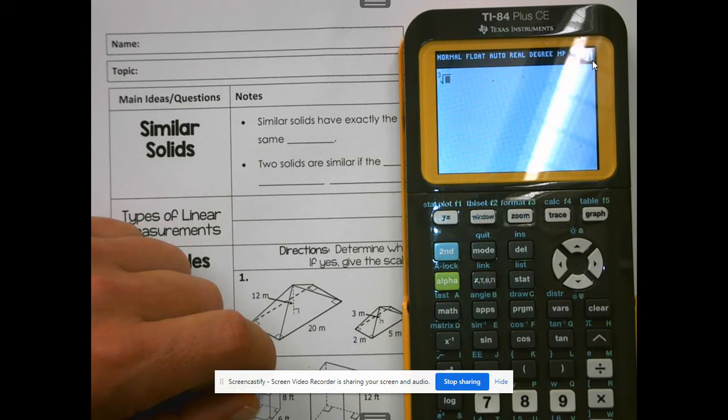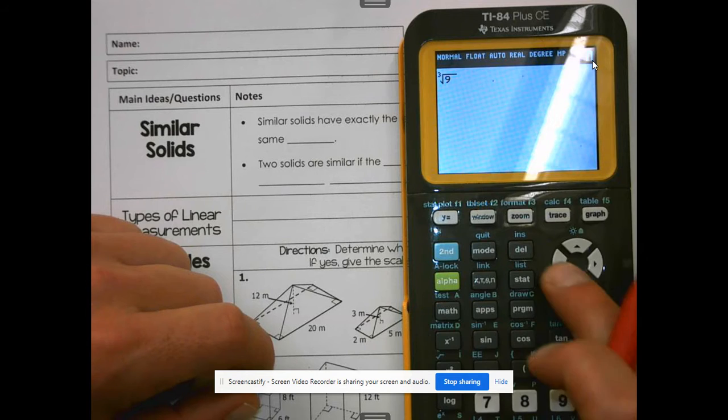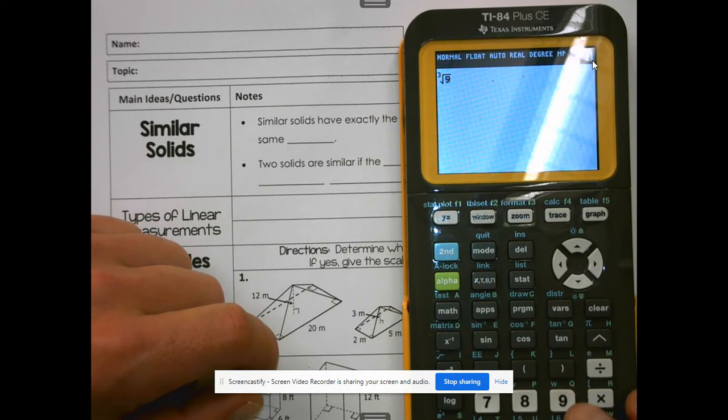So if I click on that and I want the cube root of, say, 9. Let's go an easier one. How about let's go 8. It comes out to 2.